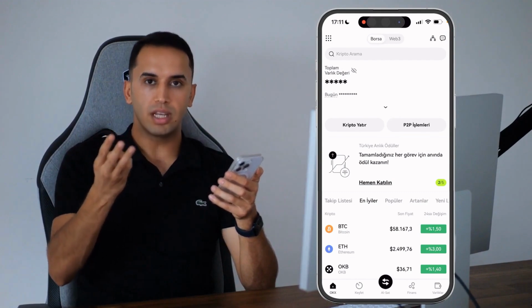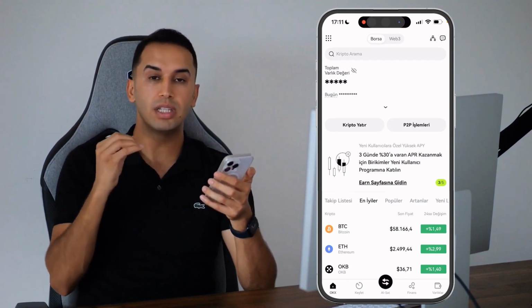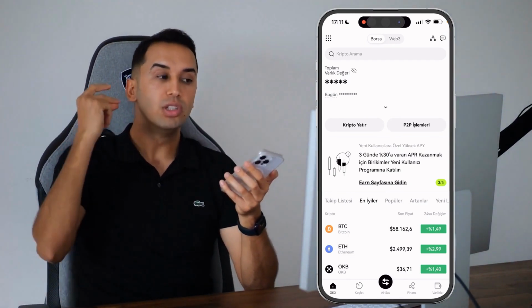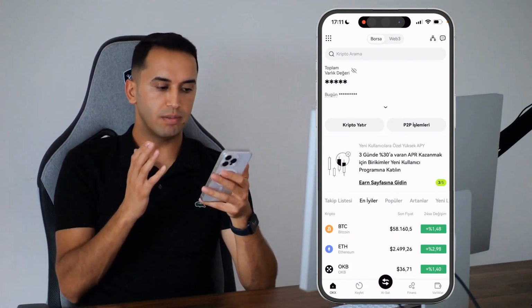Okay. We downloaded the OKX app, opened a profile, and completed identity verification. What do we need to do to use an exchange? Of course, we need to deposit money. Now, we are going to deposit money, friends.